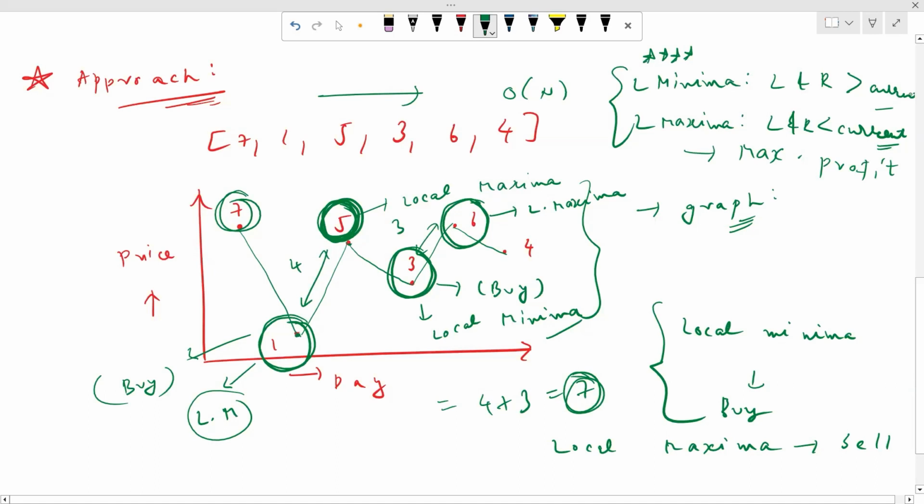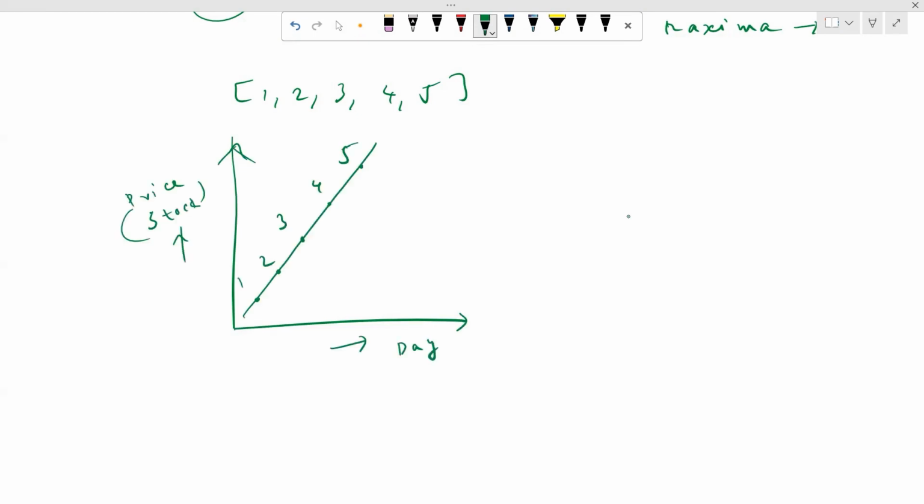Now let's do a dry run on the second example, which is 1, 2, 3, 4, 5, so that this approach is clear to all of you, how we are going to buy the stock and when we are going to sell it, right? Let's take this example. And this will be our graph for this nums array, right? Let's say we are at this first value.